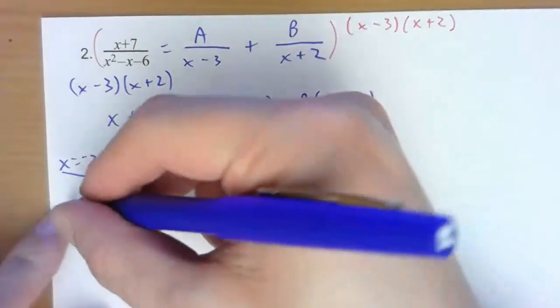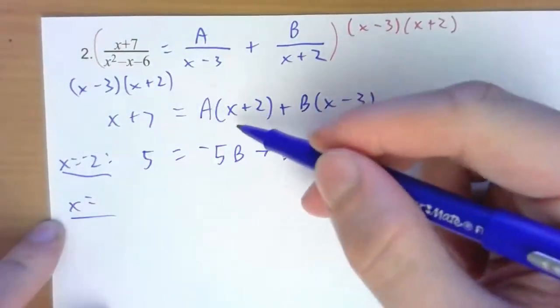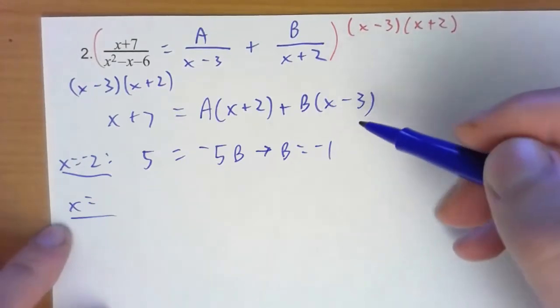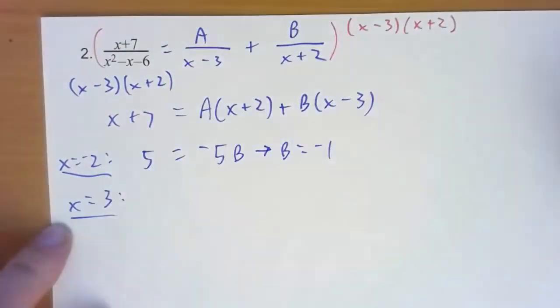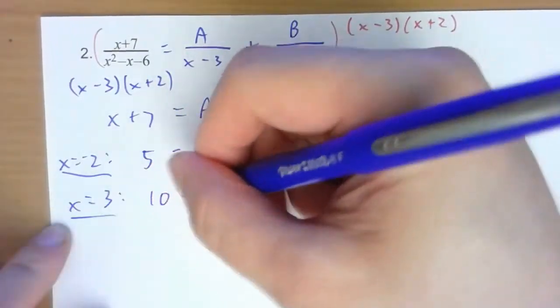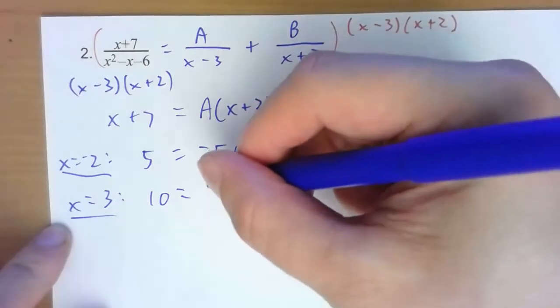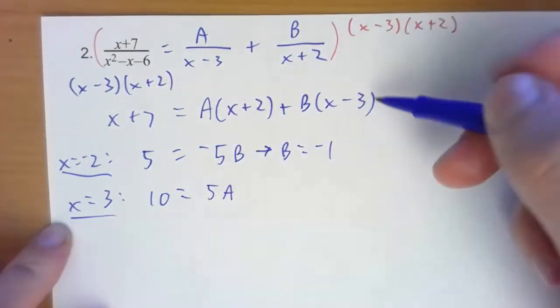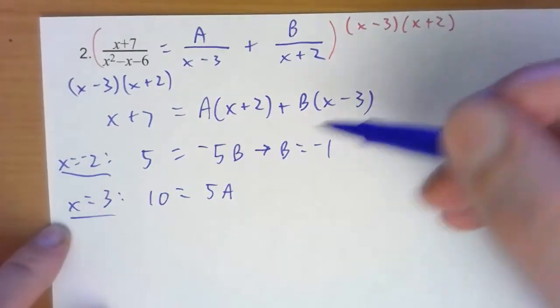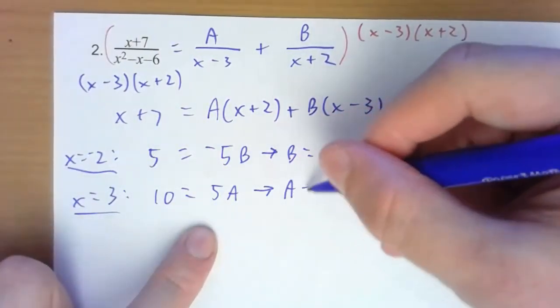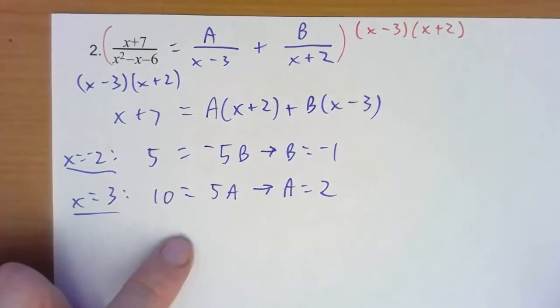And so then my other x value, I zeroed out this one. Now I want to zero out that one. X minus 3, the value of x that makes that 0, is 3. So I plug that in. I've got 10 equals A times 5. A times 5 is 5A. And then this becomes 0, so it just goes poof, just disappears. If 10 equals 5A, then A equals 2.